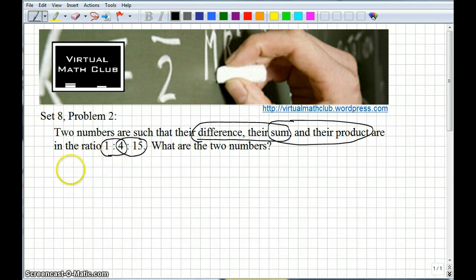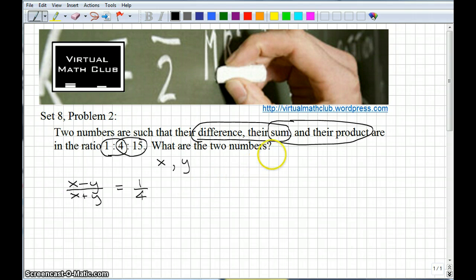Okay, so let's define a couple of variables. So let's say x and y are our two numbers. Okay, so this says that the ratio of the difference to the sum is 1 to 4. So we basically have the difference would be x minus y. I guess in this case we're assuming the x is the bigger number. And the sum is x plus y. And we know that ratio has to be 1 over 4.